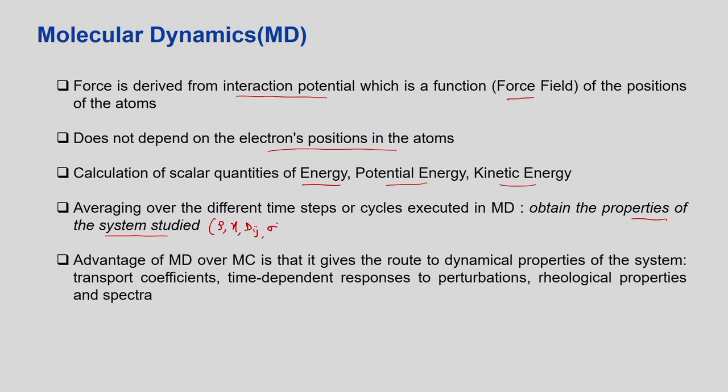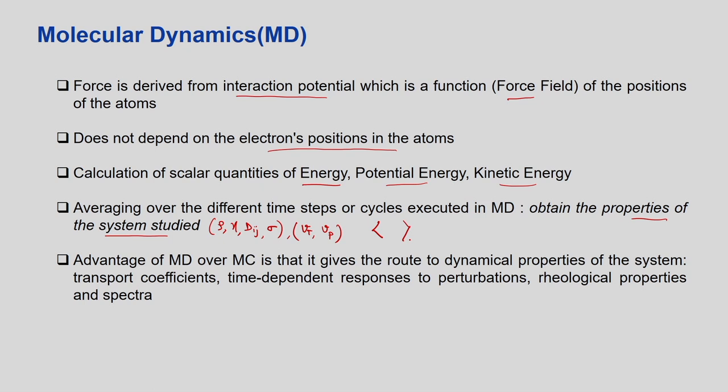you can also calculate ionic conductivity, then other derived properties may be isothermal compressibility, or isothermal expansivity, all this. So, how compressible your system is under temperature and pressure, all this you can calculate. All these are time dependent properties. That is why at various time intervals you get the positions, the velocities, and then average out the scalar properties, you get the average property. That is the ensemble average, we call that ensemble.